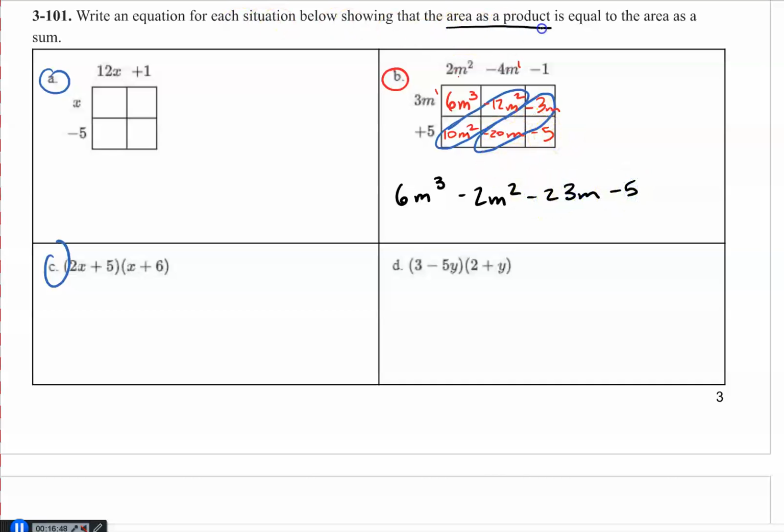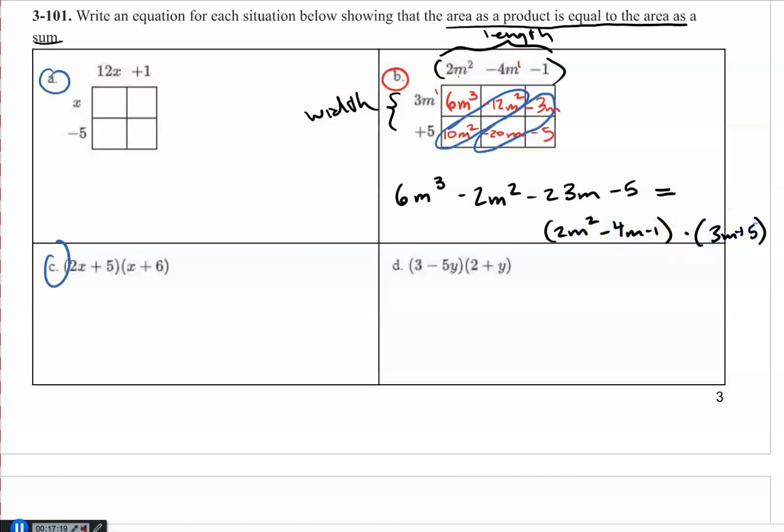It does say area as product is equal to the area as a sum. So you are supposed to write an equal sign. And then let's multiply the length times the width. So the length is going to be, I think I'm going to have to go to the next line. I'm out of space. You put it in parentheses, that's the length, times the width is 3m plus 5.